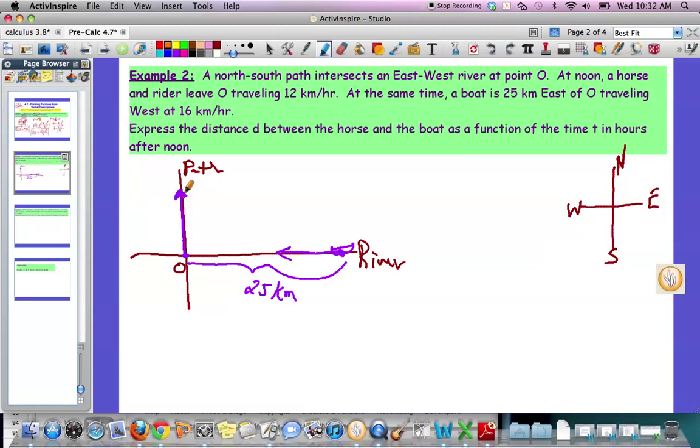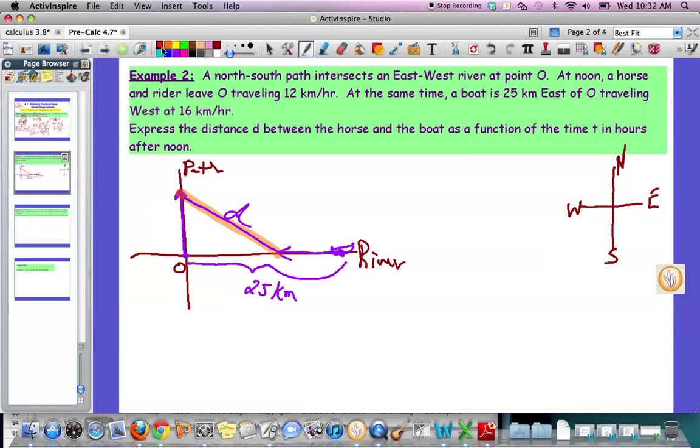Express the distance between the horse and the boat. So, as the horse goes this way, the boat's coming this way. So I'm just going to stop at this moment in time, and I'm going to draw this in there. That's what I'm after. That's what we're going to call our D. That's D, the distance between the boat and the horse. And we want to express that as a function of time, T, in hours after noon.